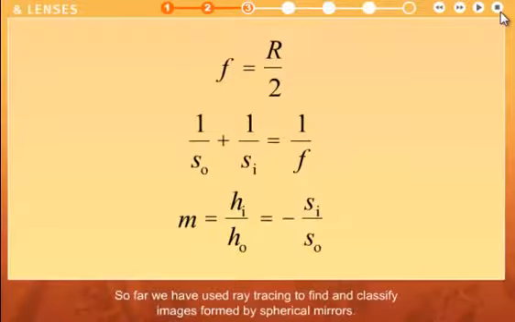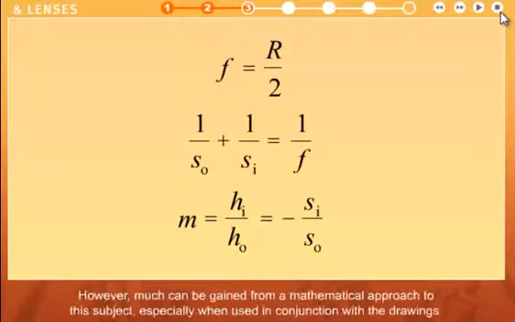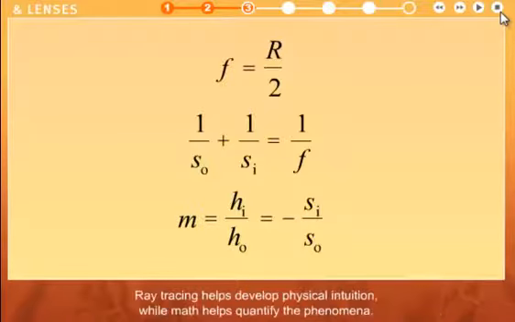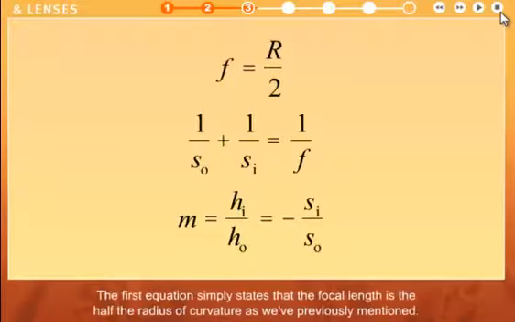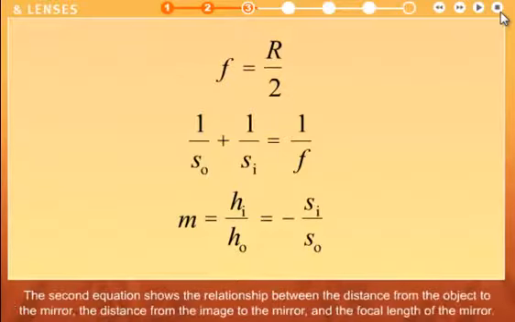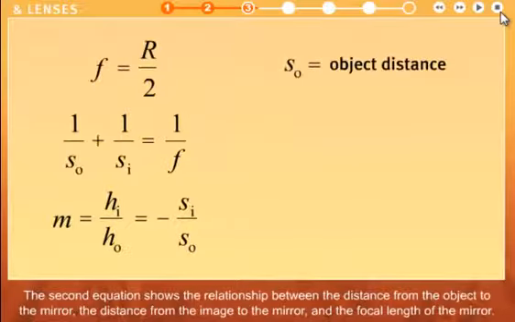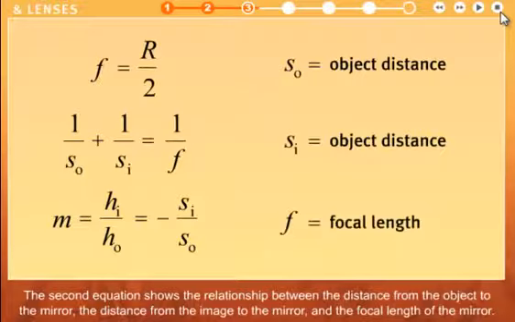So far, we have used ray tracing to find and classify images formed by spherical mirrors. However, much can be gained from a mathematical approach to this subject, especially when used in conjunction with the drawings. Ray tracing helps develop physical intuition, while math helps quantify the phenomena. The first equation simply states that the focal length is half the radius of curvature, as we previously mentioned. The second equation shows the relationship between the distance from the object to the mirror, the distance from the image to the mirror, and the focal length of the mirror.